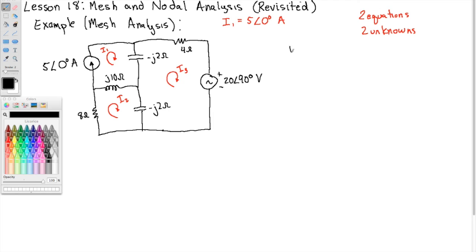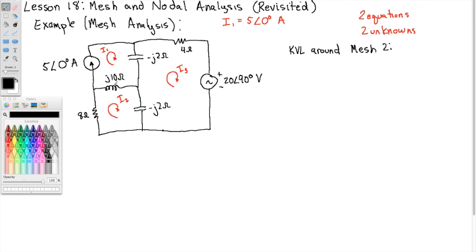So let's do KVL around mesh 2. I'll start at the top left corner and I'll work my way in the direction of I2.